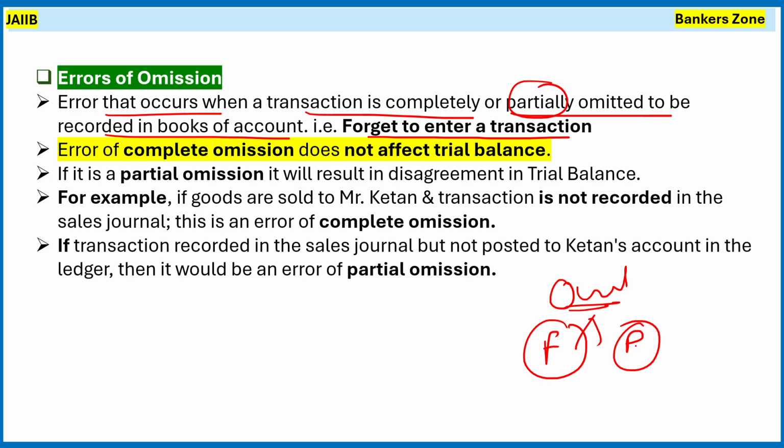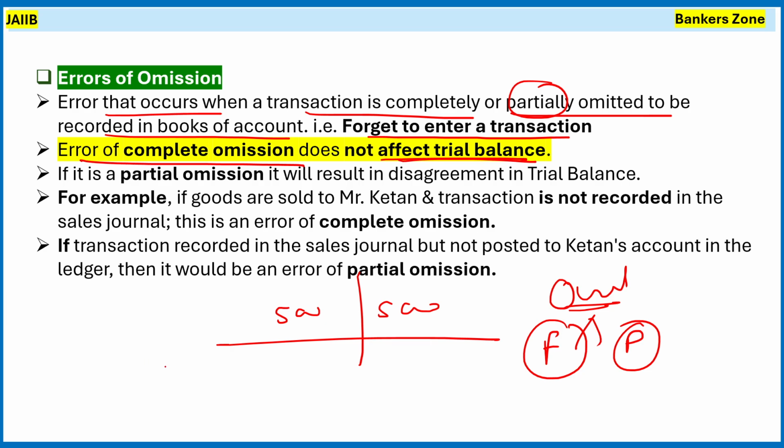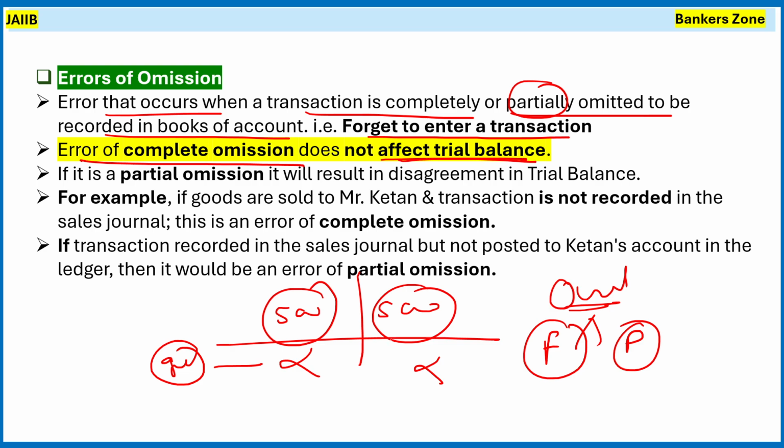That is simply the error of omission. So an error of complete omission does not affect the trial balance. For example, say there is a 5000 debit and a 5000 credit opening balance. Now there is goods you sold, but you didn't enter them into the books of account. So it will not affect either your debit or credit because you have not done the entry, right?